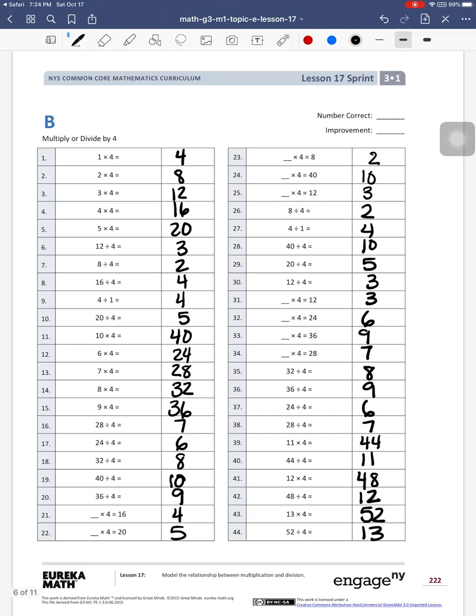Press pause and check how many you have right. And write that number here where it says number correct. Now take your number correct from B and subtract your number from A and write your rate of improvement here. Now it's time to check our problem set.